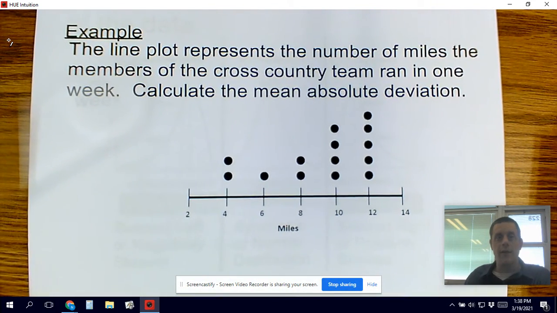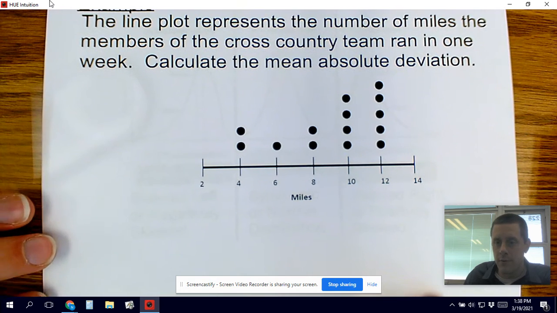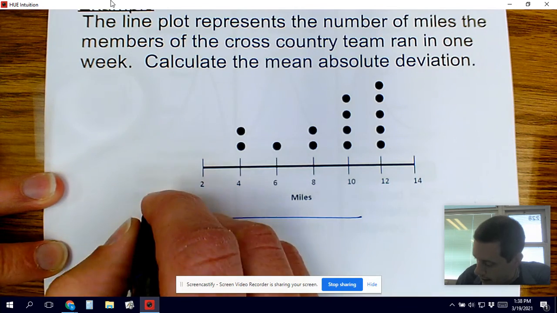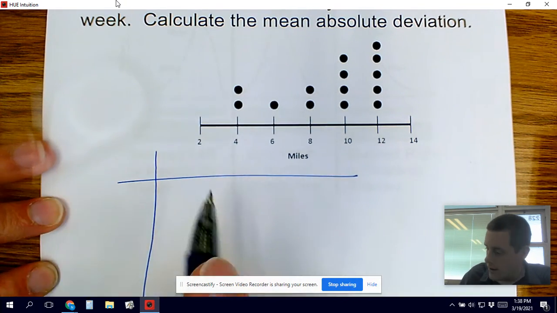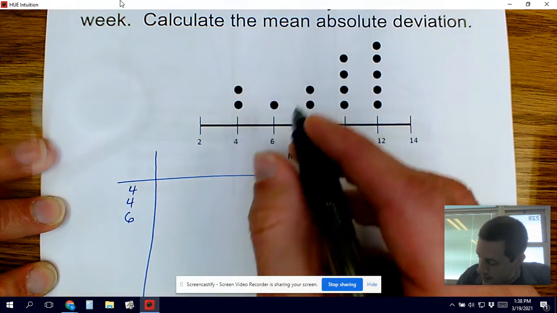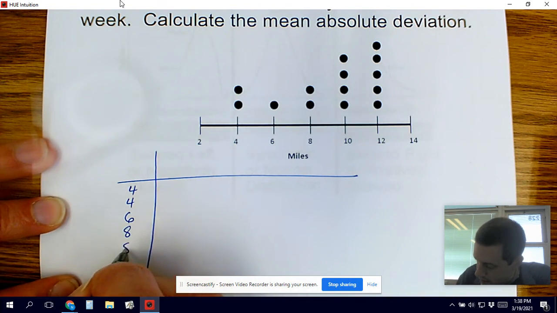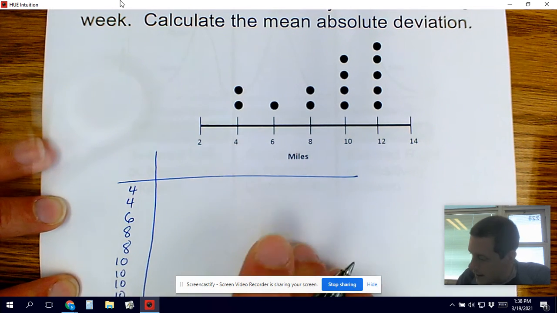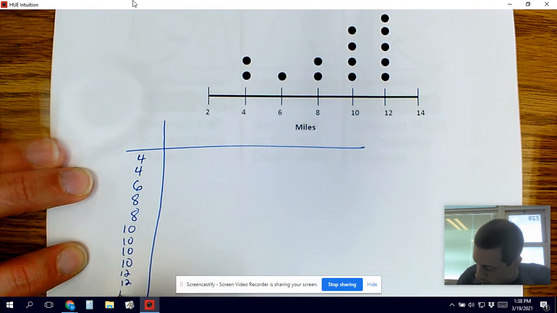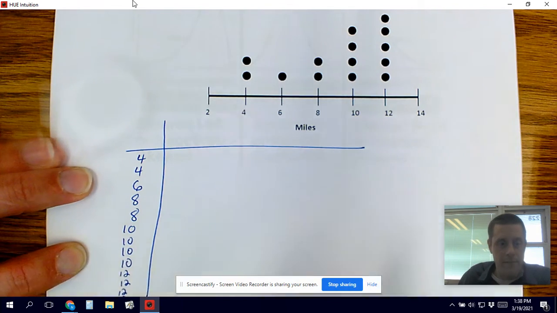All right, our next example. Line plot. This line plot represents the number of miles members of a cross-country team ran in 1 week. Calculate the mean absolute deviation. So I'm going to set up my mean absolute deviation table, and my data points are, I got 2 4s, 4 and a 4. I have a 6. I have 2 8s. I have 4 10s, 1, 2, 3, 4, and I have 5 12s. 1, 2, 3, 4, 5.